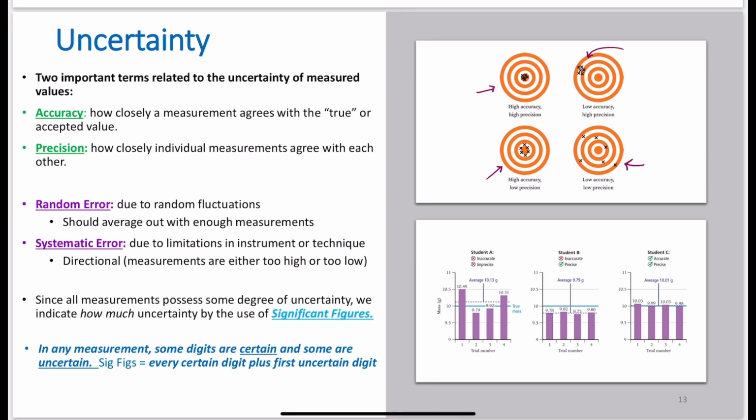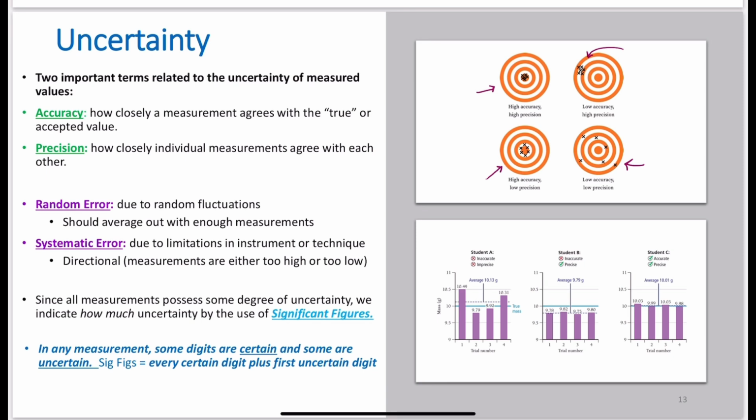We do have two different types of error, random error and systematic error. Random error is just that, it is random. It's due to random fluctuations. We cannot avoid random error. Random error is instead factored out or averaged out by taking enough data points, by taking enough measurements. That's why we often say measurements need to be done in triplicate, because the more measurements you do, the more you minimize that random error within your system.